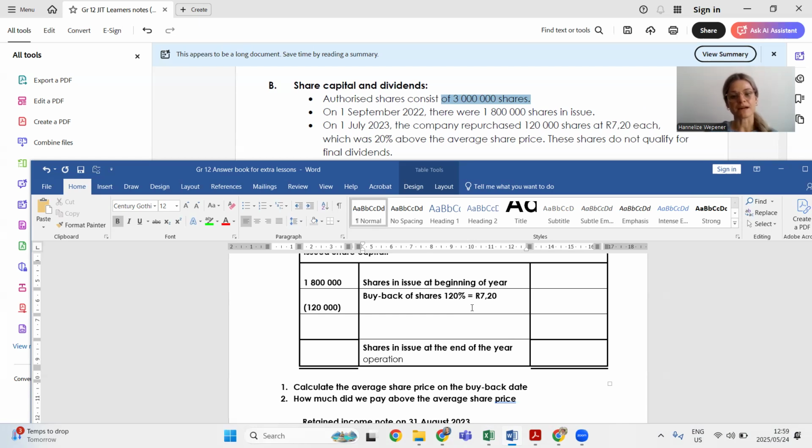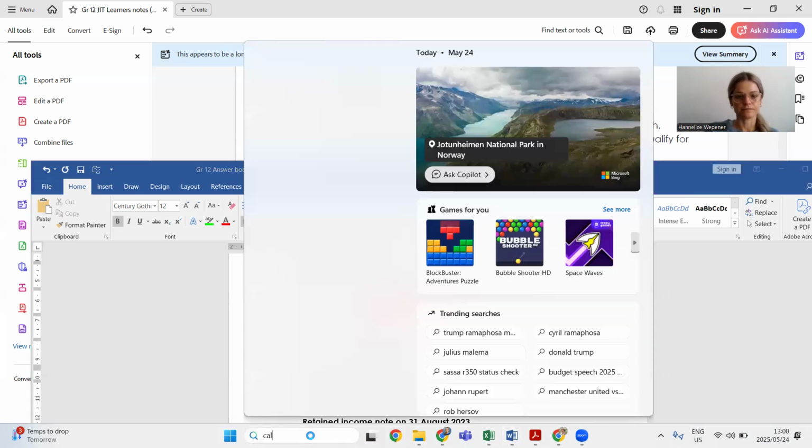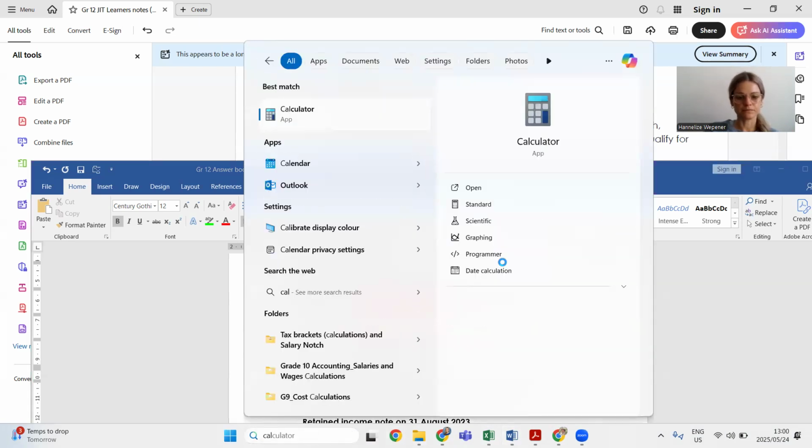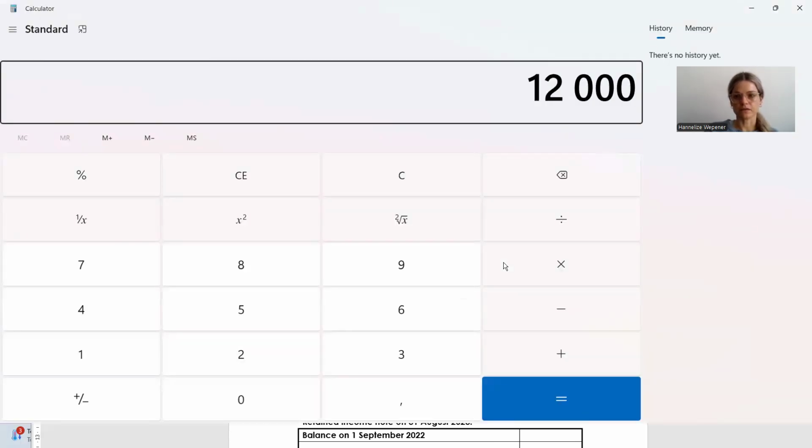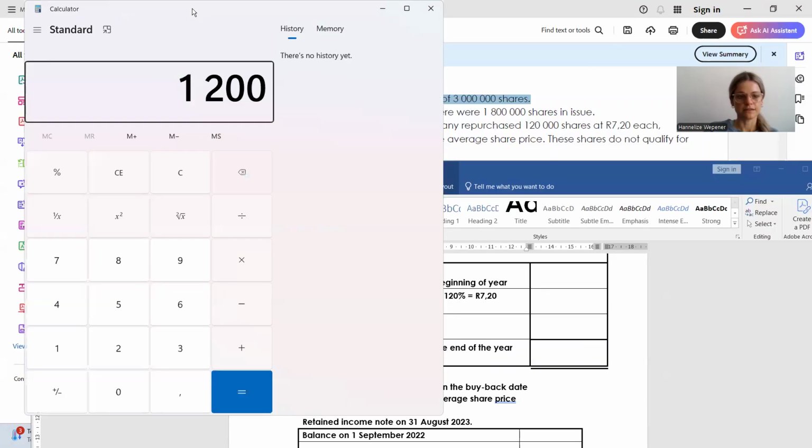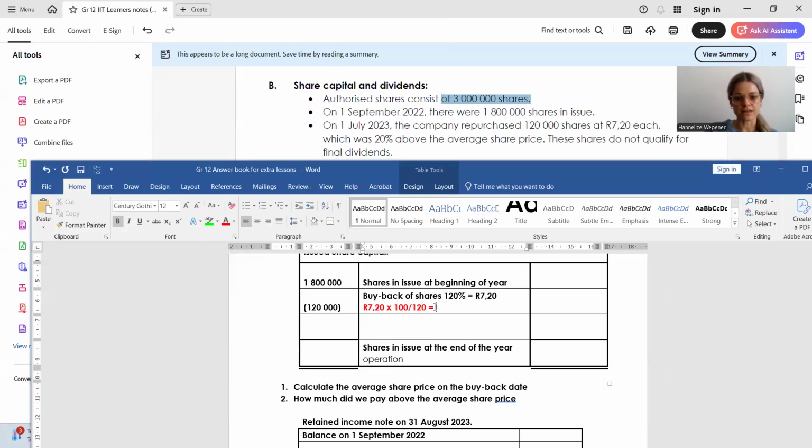So we now need to get back to what was the 100% price that this shareholder paid for the shares. So I'm going to use the total amount that we paid per share. I want to get back to the 100. I'm working with the 120. And then where's my calculator? So it's not 120, it's 7.20, times, I want to know what 100% is. I'm working with 120. So that is 6 Rand average. So 6 Rand is the average price.